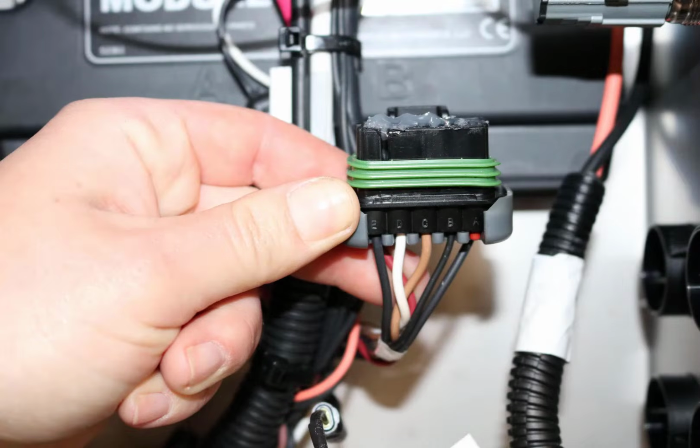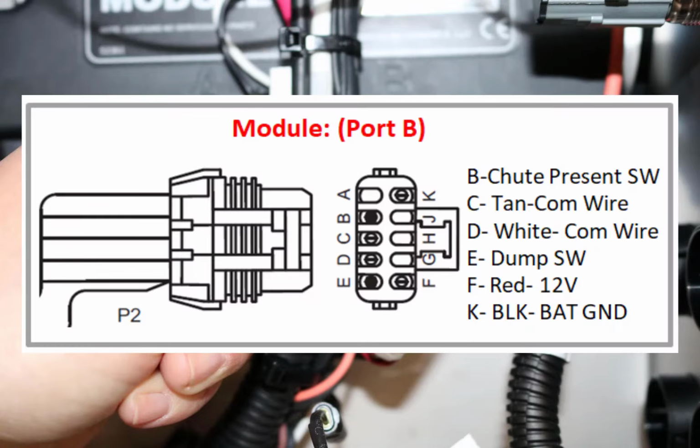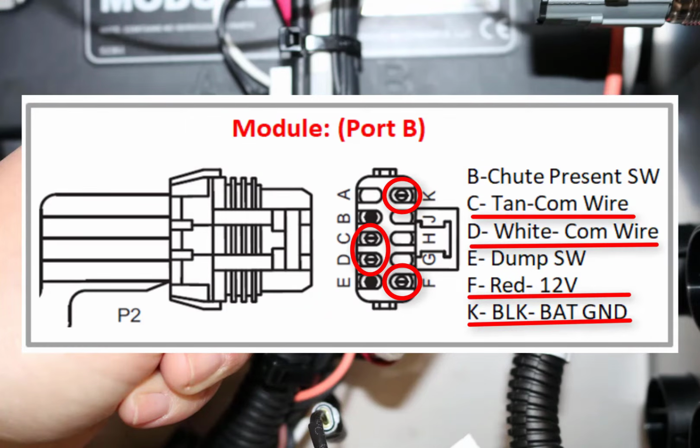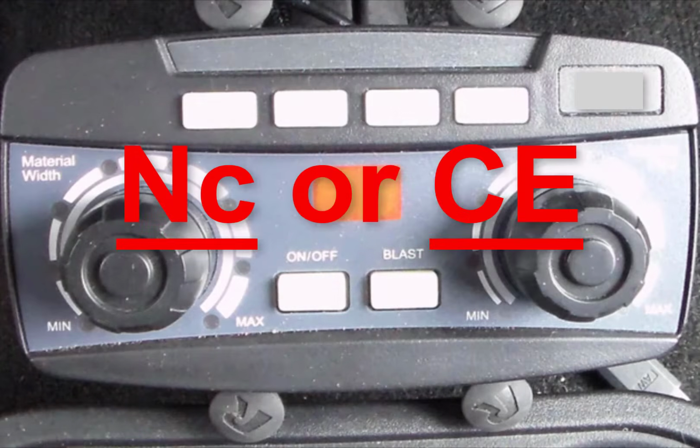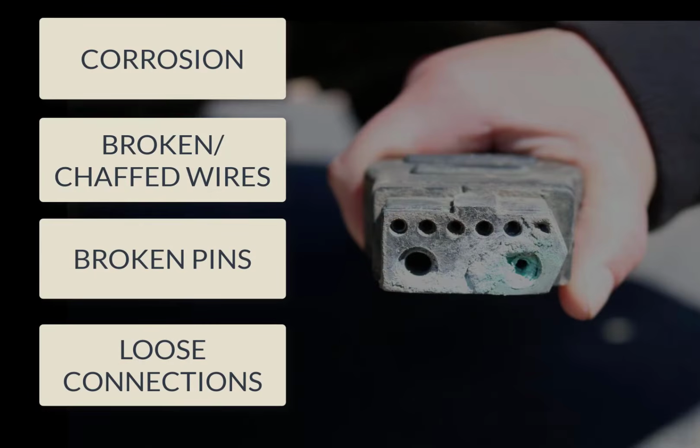If the spreader module does not see battery power on pin K and ground on pin F, or does not see the low voltage communication signal on the tan and white wires, the spreader will be inoperable and more than likely your control will display the NC or CE code. Corrosion, chafed or broken wires, and broken pins will also cause a connection issue. It is important that you check for any obvious breaks, shorts, loose connections, and corrosion.